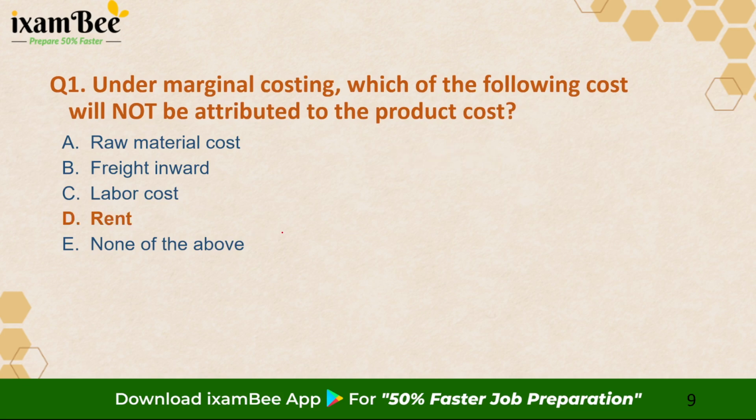The correct answer is rent, because rent is a period cost irrespective of the amount of production that is happening, right? So this is not attributed to the product under marginal costing. Write in the comments which is the type of costing method under which the rent, or the period costs, are also taken as a part of the product cost.